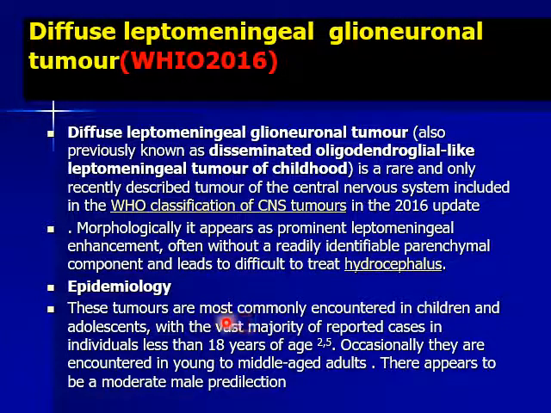A recently described tumor in WHO 2016 classification, something called diffuse leptomeningeal glioneuronal tumor, which previously was called disseminated oligodendroglial-like leptomeningeal tumor of childhood. It is rare and only recently described. These tumors are most commonly encountered in children and adolescents, with a vast majority of reported cases less than 18 years old.